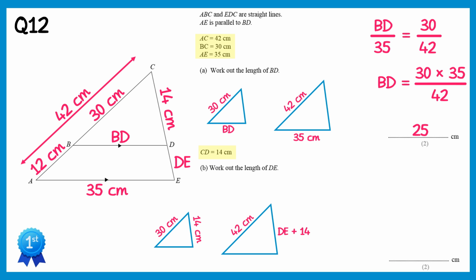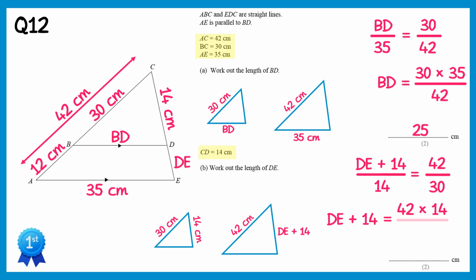We can now write DE plus 14 over its corresponding side, 14, is equal to 42 over its corresponding side, 30. If you times both sides of this by 14, on the left we get DE plus 14, and on the right, 42 times 14 divided by 30. If you type the right into your calculator, you'll get 19.6, and then take away 14, you'll get the answer 5.6.